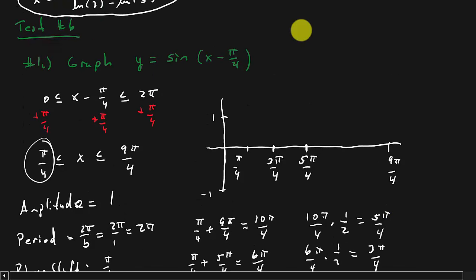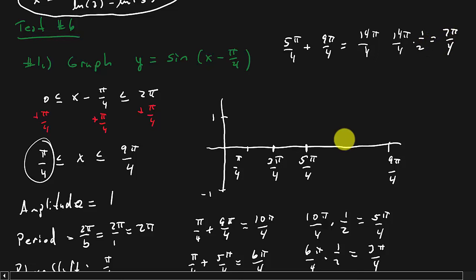And then we need the midpoint between 5 pi over 4 and 9 pi over 4. That's going to be 14 pi over 4. If we take the 14 pi over 4 times a half, that's going to be 7 pi over 4. So that would be 7 pi over 4.